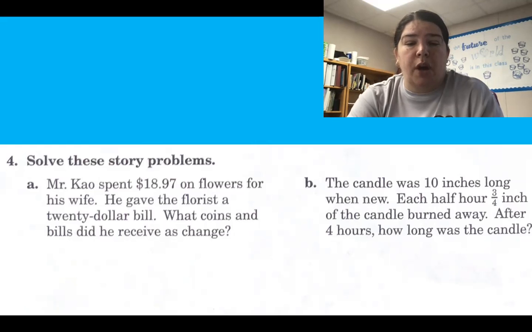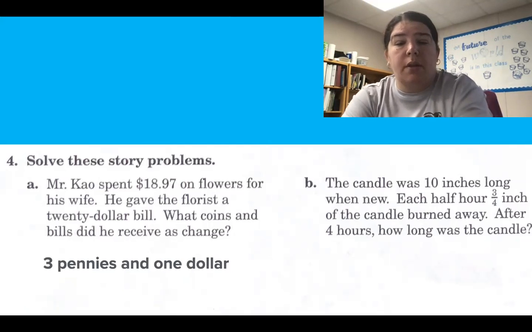So first you're going to subtract and you're going to get how much? Good. $1 and how much change? Excellent. So how is the clerk going to give that back to Mr. Cow? All right. So you need three pennies first and then a dollar. Very good.